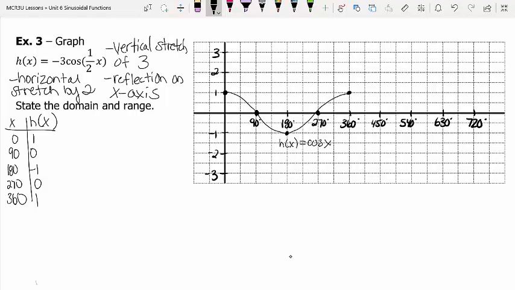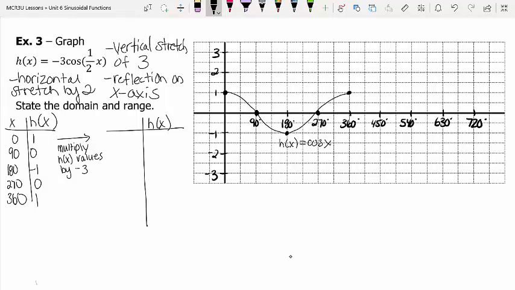Okay, now let's apply our transformations. So we need to multiply all of our values of h of x by negative 3. Okay, because that's how you apply your A value. Right, your A value, you multiply all your y values by the A value. And I said earlier that we could include that reflection by multiplying all our values not only by 3, but by negative 3, and that will automatically apply the vertical stretch and the reflection at the same time. Okay, so let's go ahead and do that.